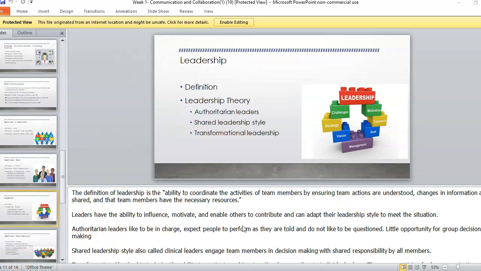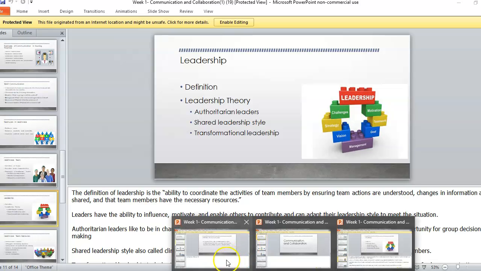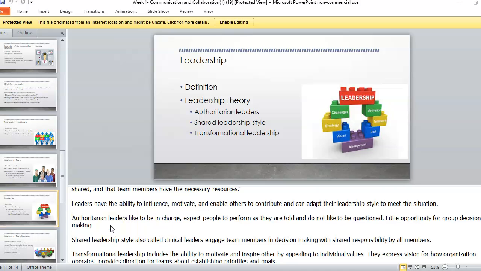There are different communication styles when we refer to leadership. Leadership is the ability to coordinate the activities of those interdisciplinary team members by ensuring team actions are understood, that exchanges of information are being shared, and that team members have the necessary resources to do this. There are different types of team leadership: authoritarian, shared leadership style, and transformational leadership.